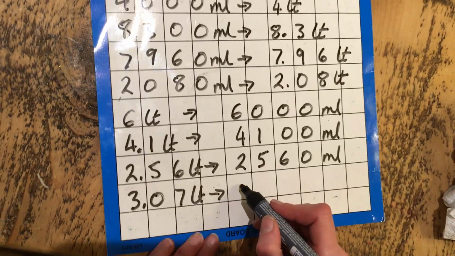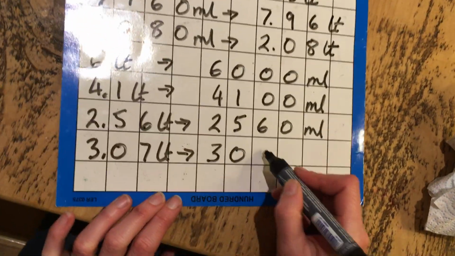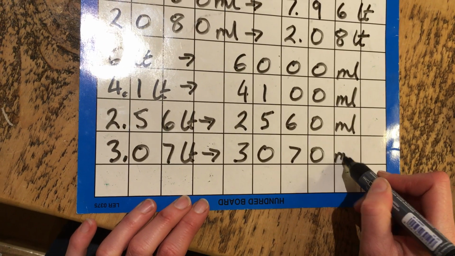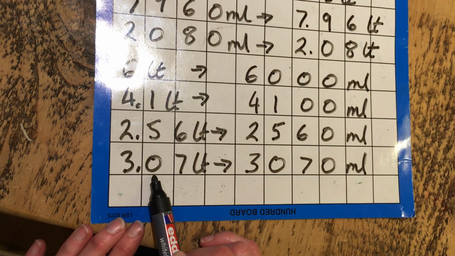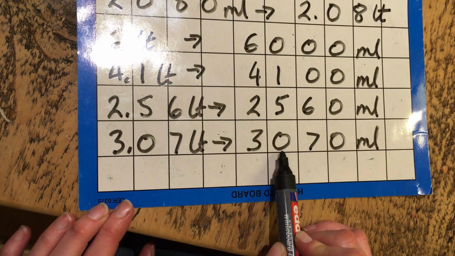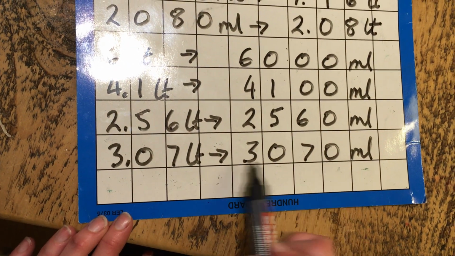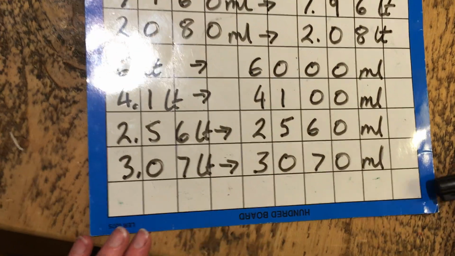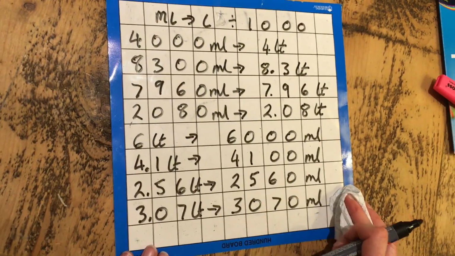Again, you need that placeholder. You've gone from having 0 tenths to 0 hundreds. That's why that 0 is still there, it can't disappear. Well done if you got that one. We're going to move on to some fractions.